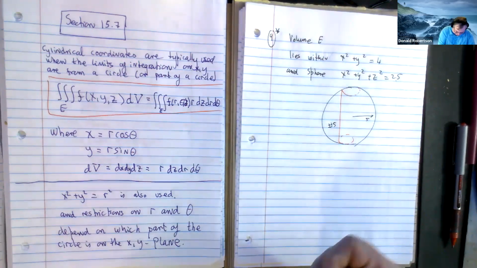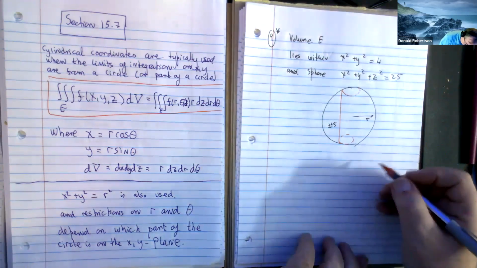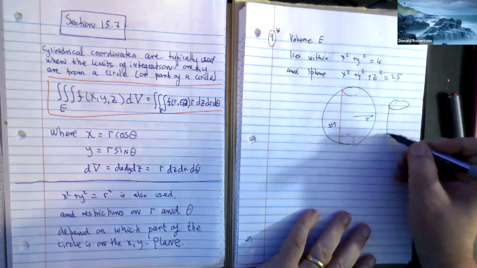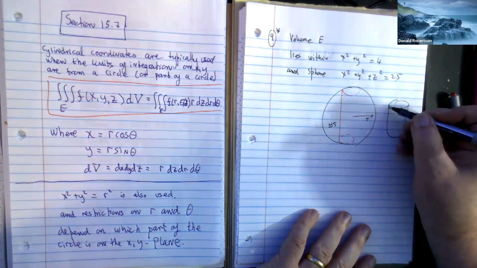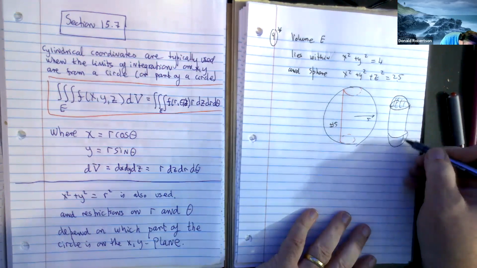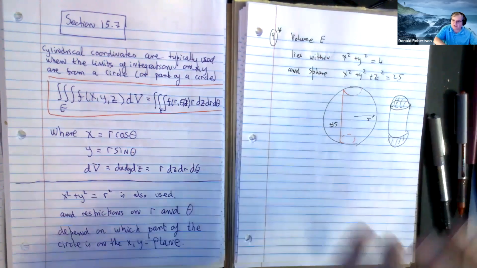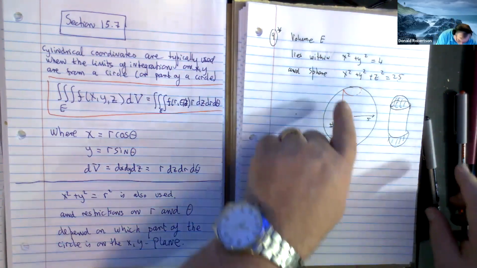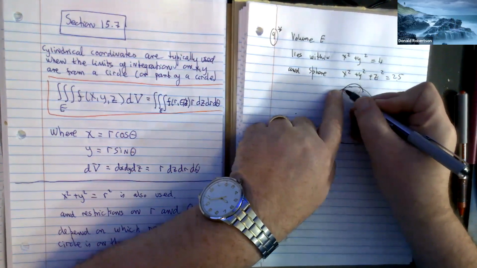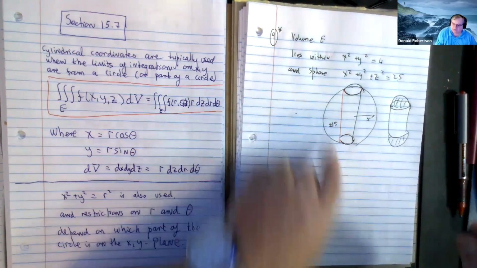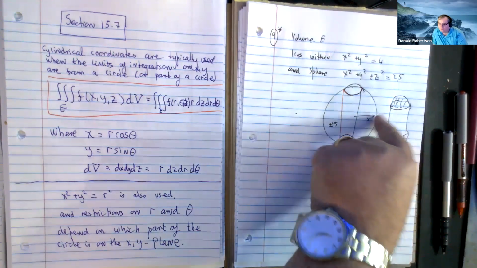If you take this cylinder and use it to punch a hole through the sphere, you would end up with a shape that would look something like this. It would be a cylinder, but the top part and equally the bottom part wouldn't be a whole half sphere, but the little bump at the top. This little piece of the sphere here, and this little piece of the sphere here. We are going to find the volume of that weird shape.